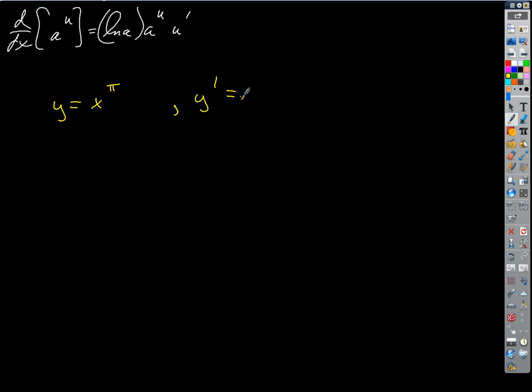Well, it's just pi minus 1. Right, so this is different. This is not an exponential. This is just a power function. This is just x to the, could be a 3, but it's a pi, right? So we get pi times x to the pi minus 1 times the derivative of x, which is 1. Right?